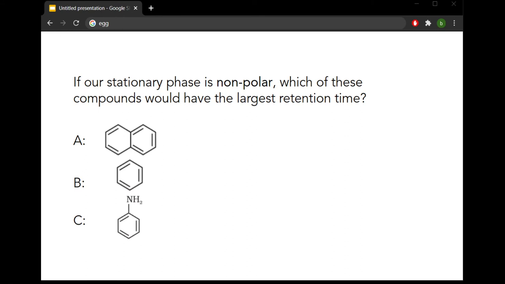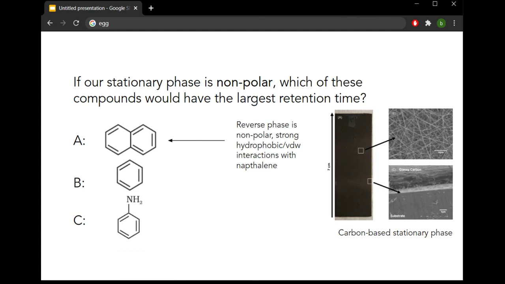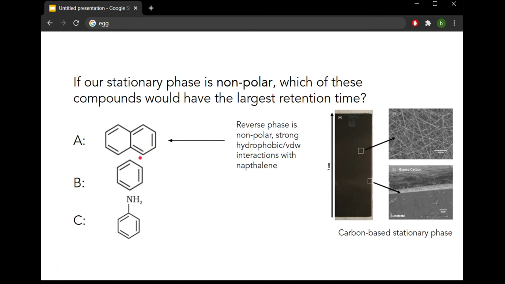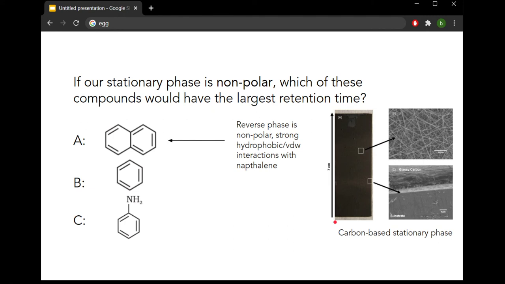Okay, so let me reveal the answer to you guys. The answer is actually A. Why? Because you see this column, this plate has a very non-polar interaction with the most non-polar compound, naphthalene. So it has very strong hydrophobic interactions with the stationary phase. And the way this is done is actually with a carbon-based stationary phase. So you have plates that are coated with hydrocarbons, for example, carbon 8 or carbon 18. So you can actually get very good separations of non-polar compounds on these plates.